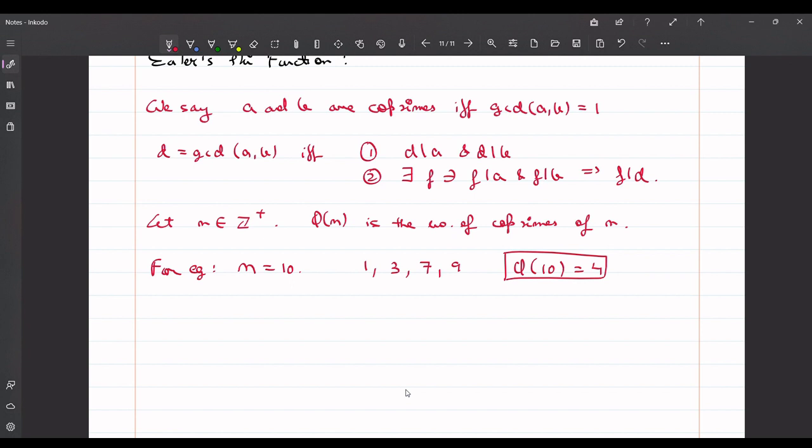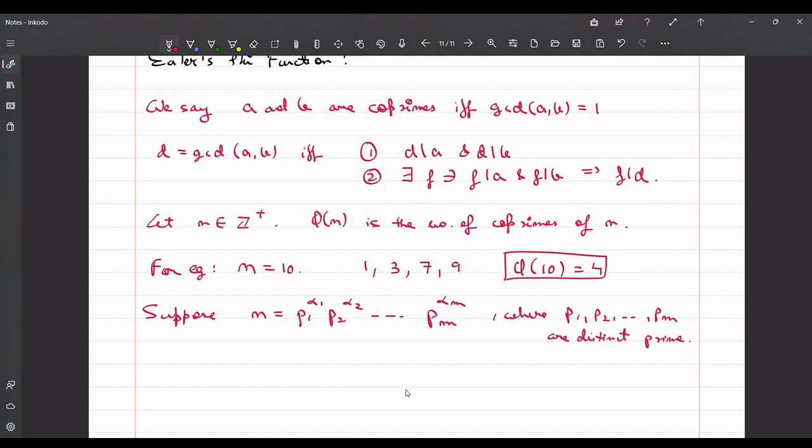Now what is the formula for Euler's phi function? I'm giving that also, but I'm not going to discuss the proof of Euler's phi function in this particular lecture. That might be in some different lecture. Okay, so suppose we have n as the product of primes, like say p1 to the power alpha 1, p2 to the power alpha 2, and so on, pm to the power alpha m, where p1, p2 till pm are all distinct primes. Okay, this is the fundamental theorem of arithmetic, where every number can be represented as a product of powers of its prime factors, or as a product of primes, you may say, product of distinct primes, and the representation is always unique. Okay.